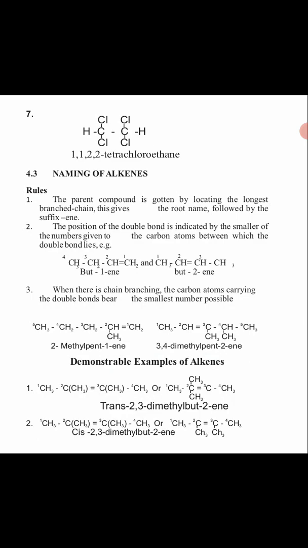I think there's a mistake on that structure. The other methyl group ought to be on the 3rd carbon atom. I think there's a mistake in the drawing of that structure. So it should be CH3, then you have C attached to a methyl group, then you have the double bond, you have another C attached to the 2nd methyl group, then you have CH3. I think it's a mistake in the drawing of that diagram.